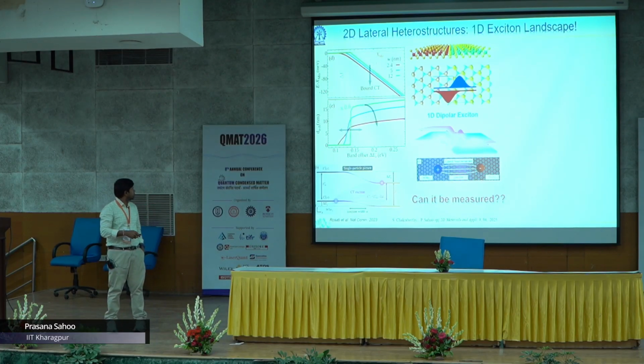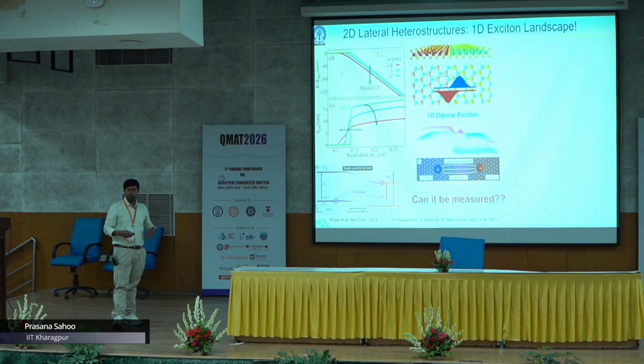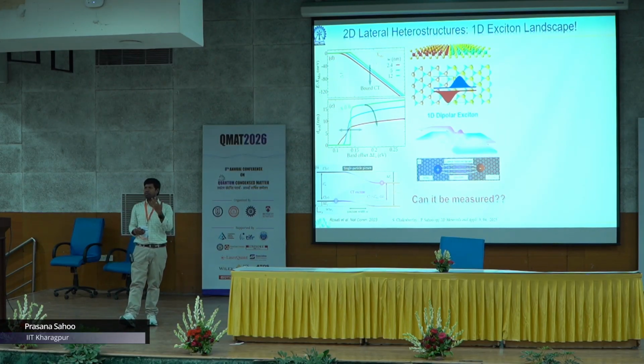What is the condition? The minimum condition is that the interface has to be very sharp so that the electron and hole wave functions can overlap and interact. Second, the band offset must be more than 100 millielectron volt so that this 1D excitonic dipole can exist or can be probed.